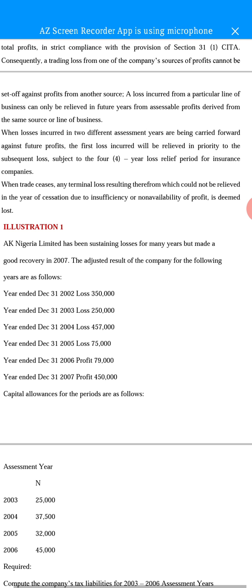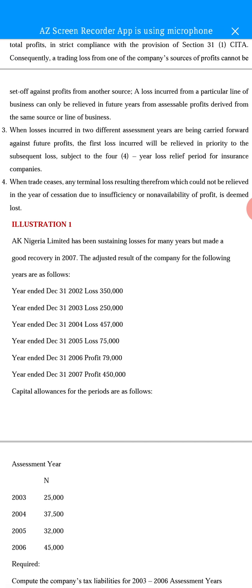When trade ceases, that's the fourth one. When trade ceases, any terminal loss resulting therefrom, which could not be relieved in the year of cessation due to insufficiency or non-availability of profit, is deemed lost. That's to say, when there is cessation of business, any loss that could not be relieved is deemed lost. You don't consider that again.